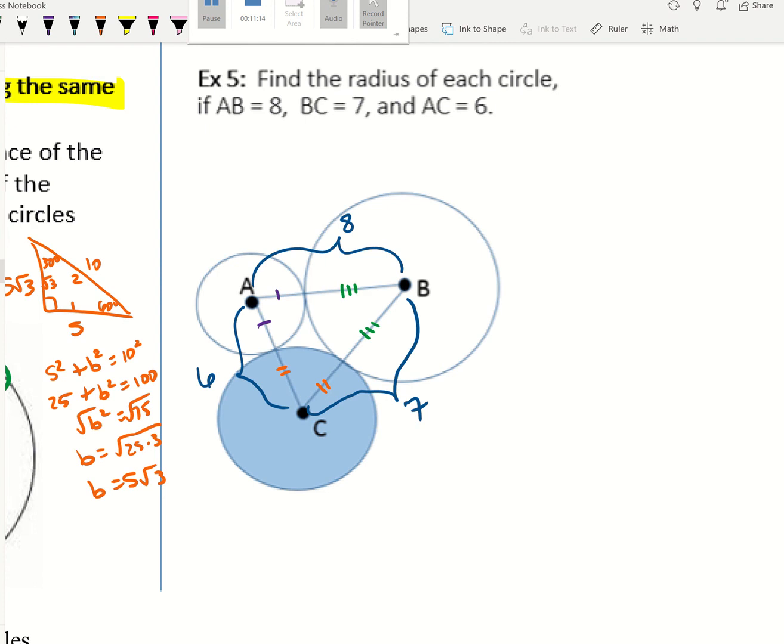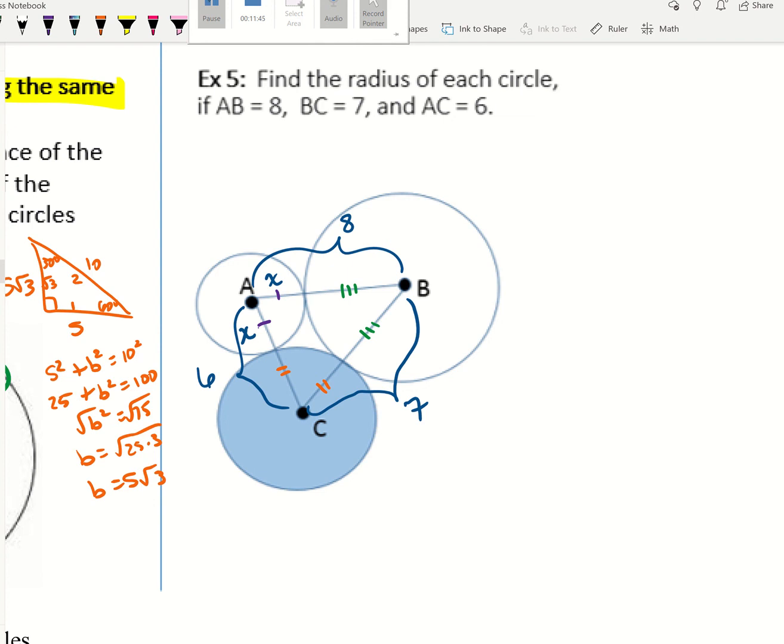Well, what I am going to recommend is that you start with any radius that you want and just pick one of them to call a variable. Because if you know how big one radius is, you can find all the other radii because you know how much a total would be when you put 2 radii together. So maybe I'll find the radius of circle A. Now keep in mind there are 2 different radii drawn in for circle A. So I'm going to call them both x.